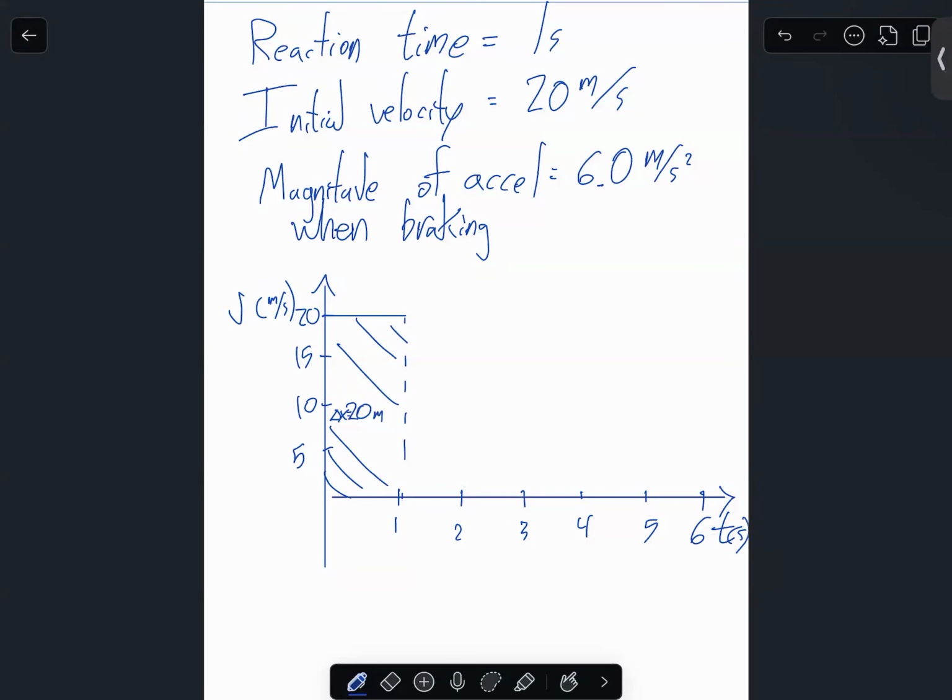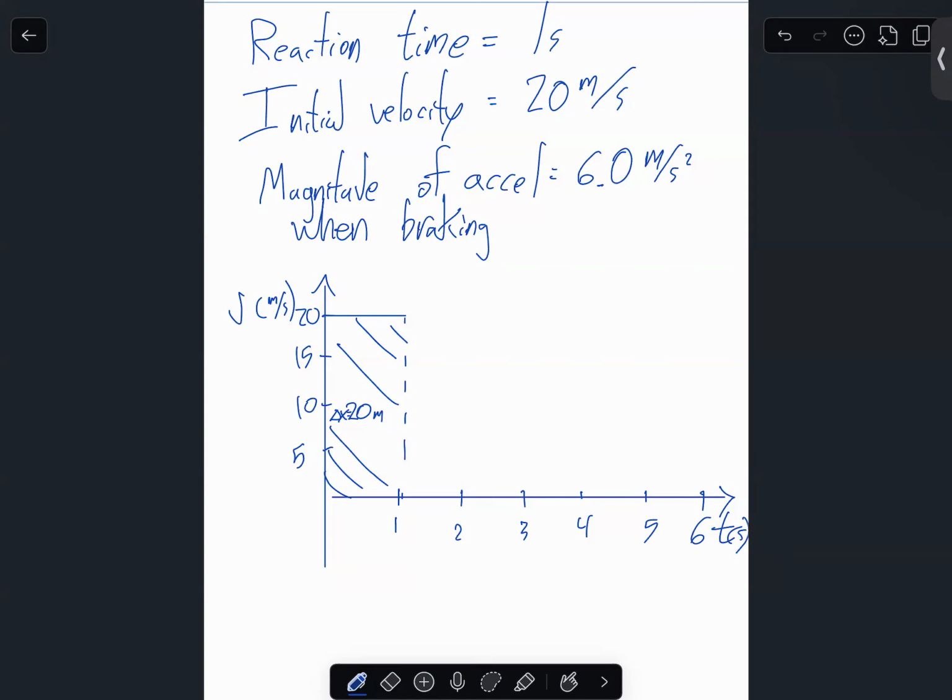What happens if I had a reaction time of 2 seconds? How far would I go? Oh, look, the base would be 2, the height would be 20. It's as if multiplication is like finding an area or something.